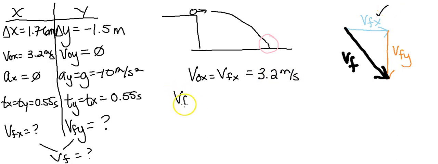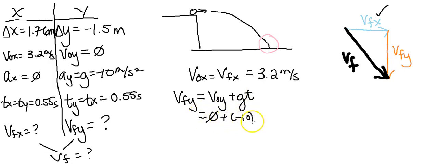Then we need v final y. Now we know enough information for all the y's, so we can find this out relatively easily. We want to use the easiest equation we know, which is this one. So v final y is v initial y plus gravity times time. V initial is 0, gravity is negative 10, and the time is 0.55 seconds. So when you multiply that, you're going to get negative 5.5 meters per second. So that's v final y.